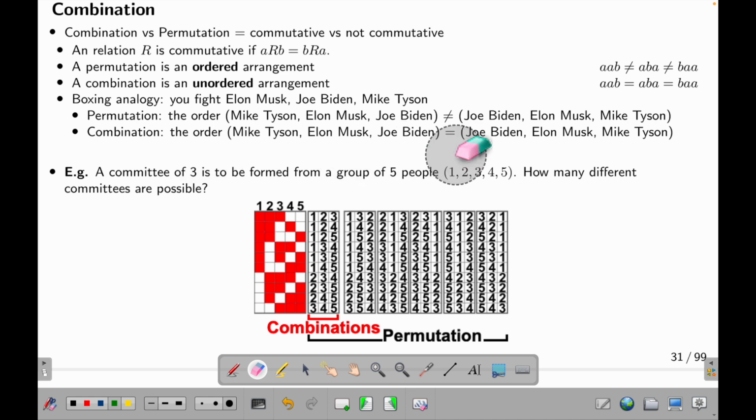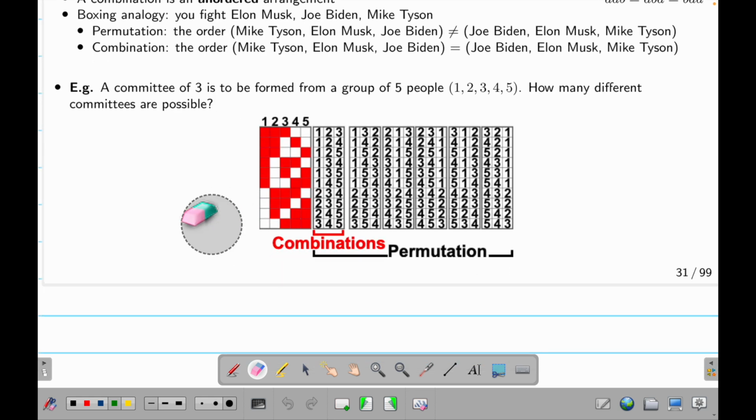Combination means order doesn't matter. Permutation means order matters. Suppose I have 5 people, and I form a committee of 3. This is combination, and this black thing is permutation. Combination means 1, 2, 3 and 3, 2, 1 are the same thing. I don't care about the order. But for permutation, I care about the order. This picture also shows you one thing: combination is a subset of permutation.